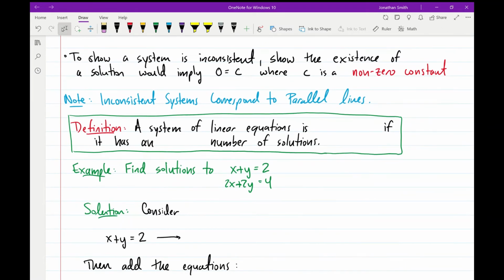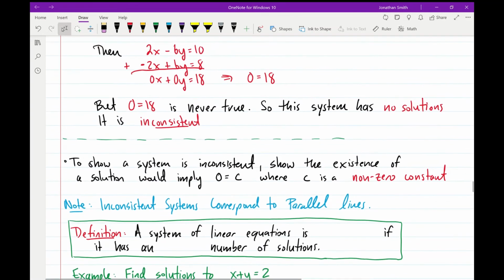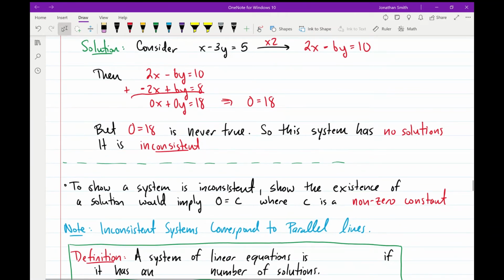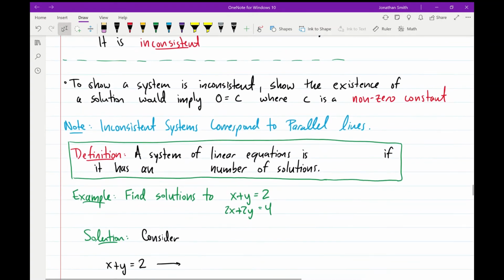Okay, and if you took an inconsistent system of two linear equations and two variables and you graphed them, they would look like parallel lines, which is why we end up with no solutions. If you have two lines and they're parallel, then they never intersect. So you can't have a solution to that system of linear equations.